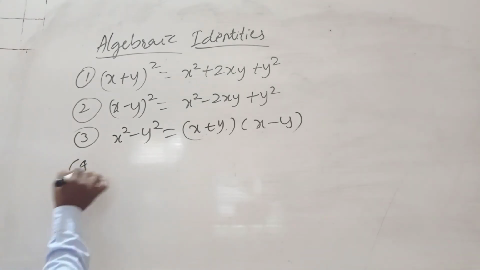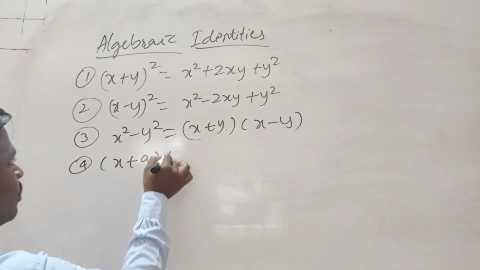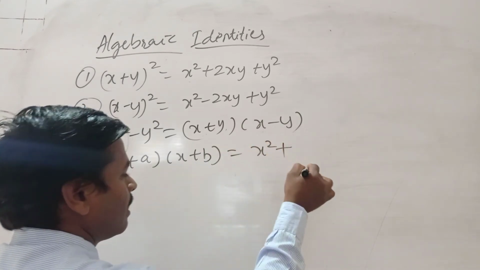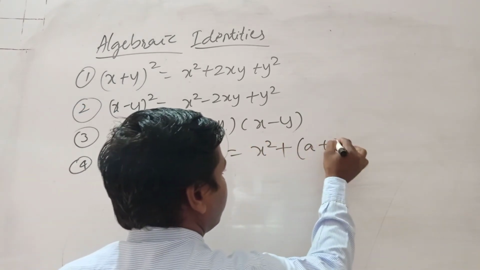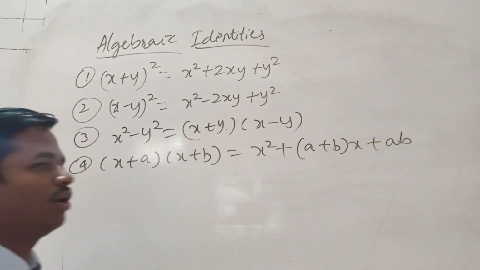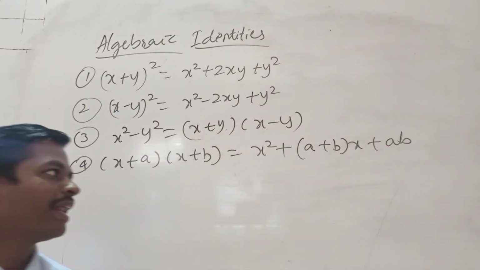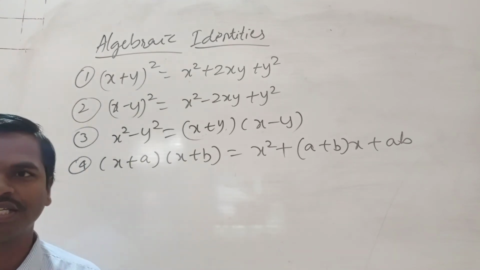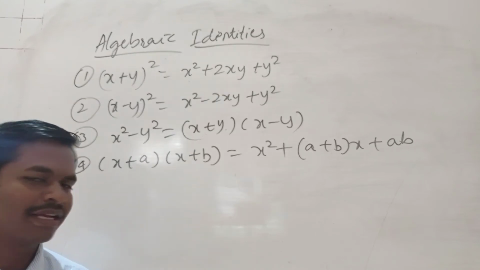X plus a into x plus b equal to x square plus a plus b into x plus ab. These are the four formulas we are using in the next exercise to solve the problems or to simplify the algebraic expressions.